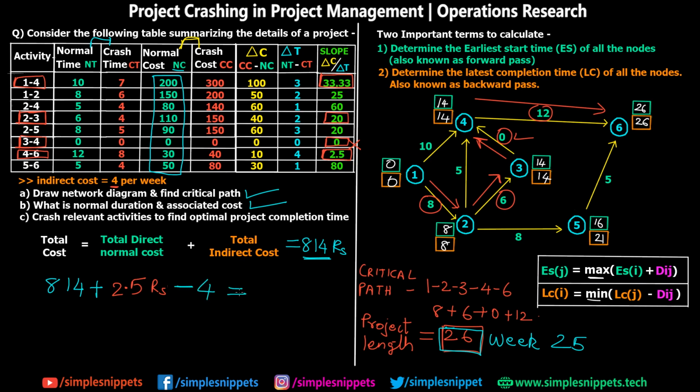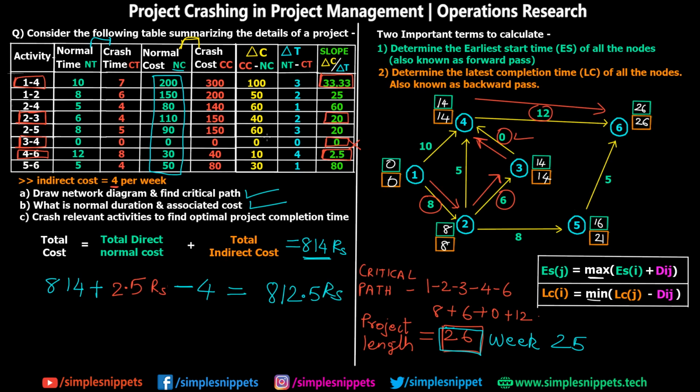So ultimately what we are doing is, we are increasing the cost by 2.5 rupees because we are crashing this activity by 1 week. But we are also saving 4 rupees because 1 week is reduced from the total time of the project. So ultimately the cost is reducing over here, right? So now the cost is going to be 812.5 rupees.